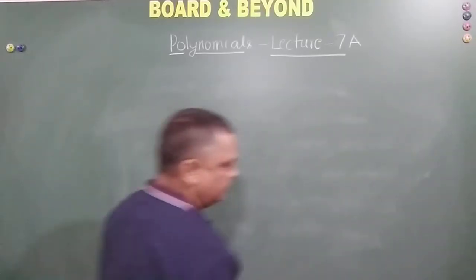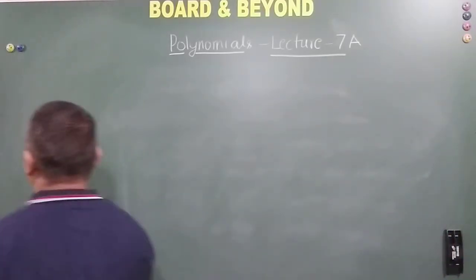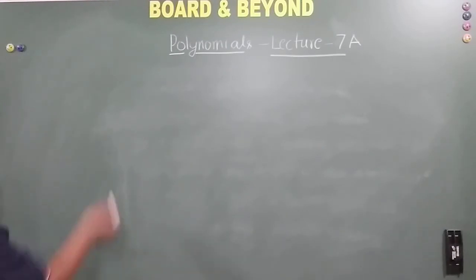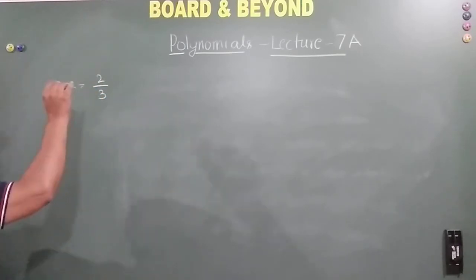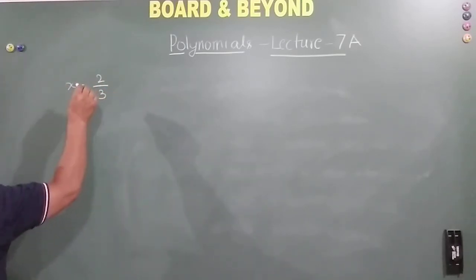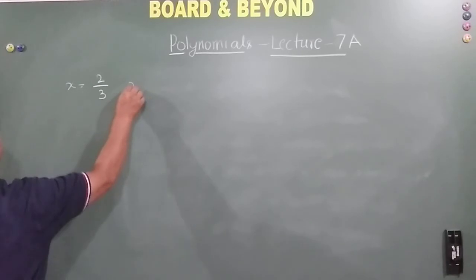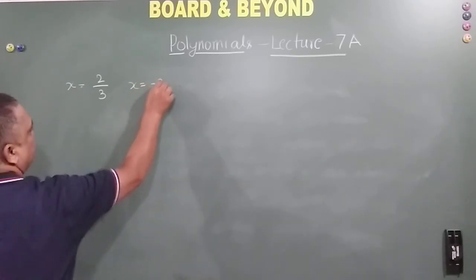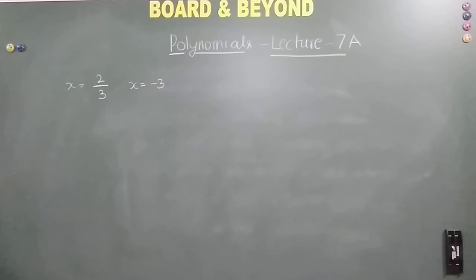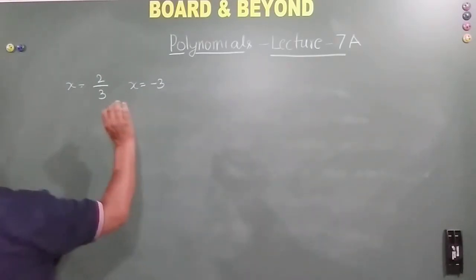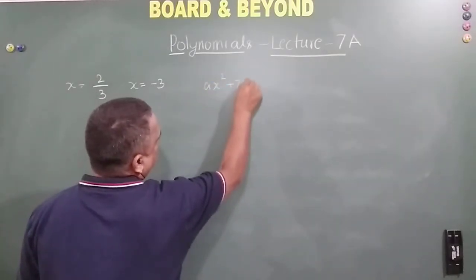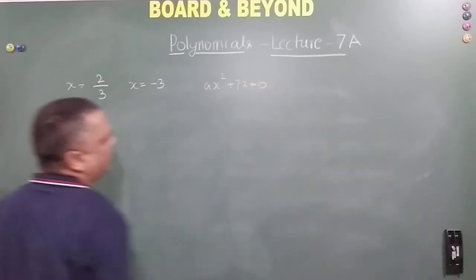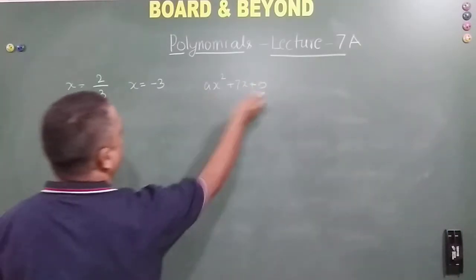Now we will move on with the first problem. If x is equal to 2 by 3 and x is equal to minus 3 are the roots of the quadratic polynomial ax square plus 7x plus b, we are expected to find the value of a and b.